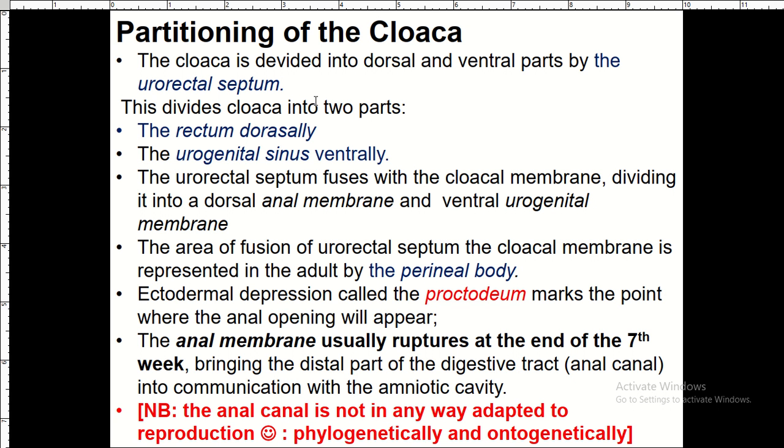We are done with the foregut, we are done with the midgut. Now we are getting into the hindgut. The development of the hindgut involves mainly the partitioning of the cloaca. If you remember very well, we said the cloaca has a cloacal membrane, and it is from the cloacal membrane that we get the future anus.